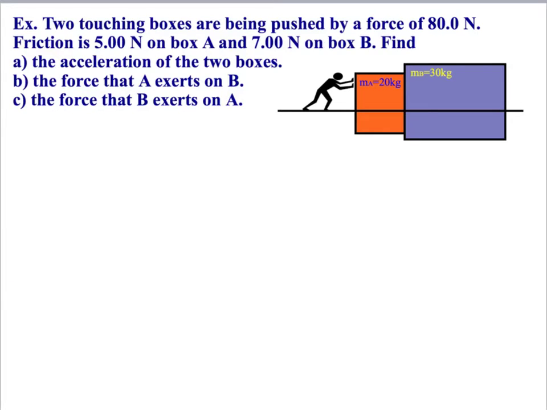Okay, so here we've got two boxes being pushed forwards by a force of 80 newtons. So the guy here is pushing forwards with a force of 80 newtons. We've got friction resisting, so this box slides on the ground, and so does this box.